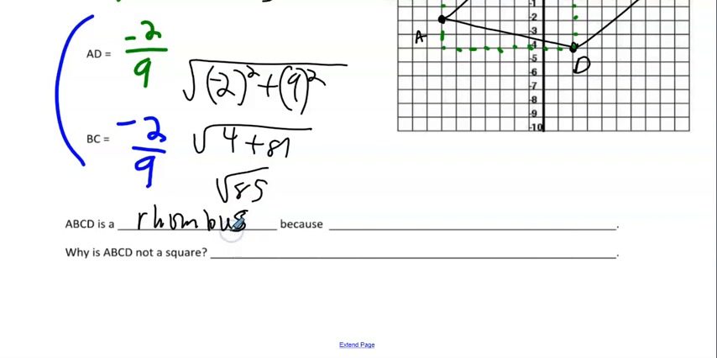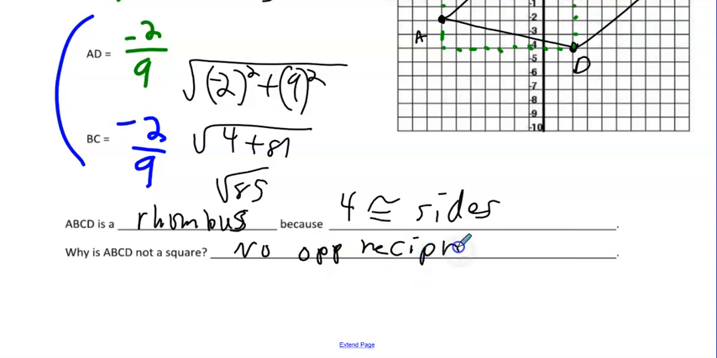That's a 3, not an S. Because of 4 congruent sides. Why is it not a square? No opposite reciprocal slopes. So therefore, no. I was going to write the word no, and I wrote a 4. No 90-degree angles.